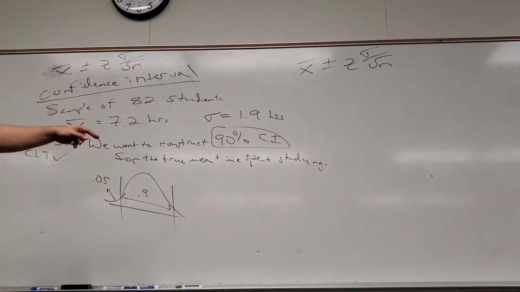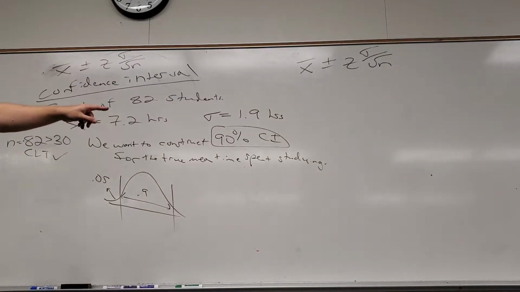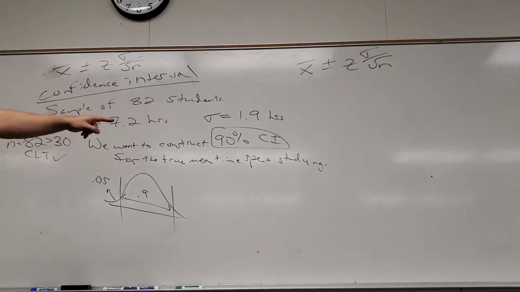It says we want to construct a 90% confidence interval for the true mean time spent studying.